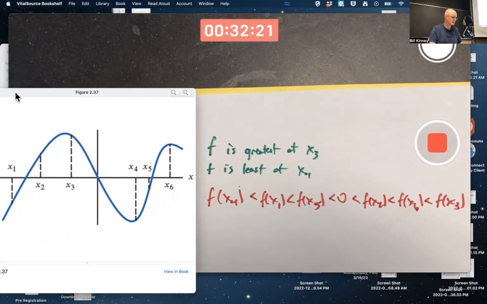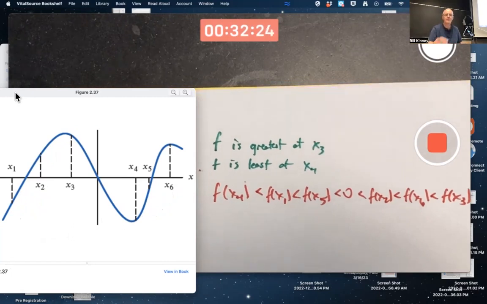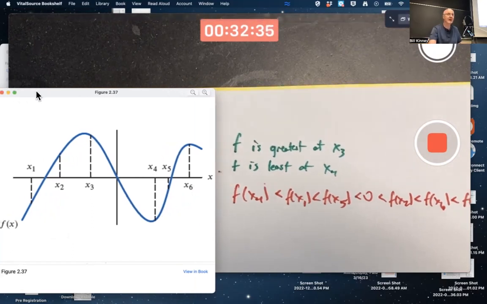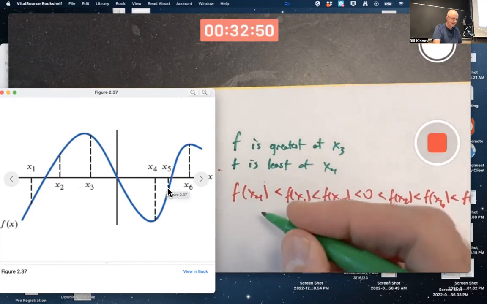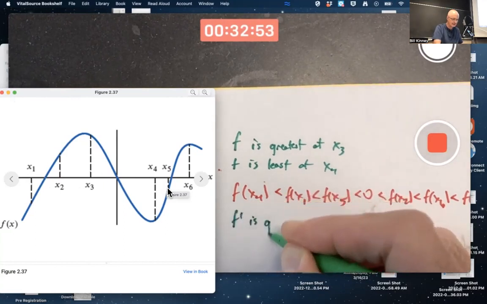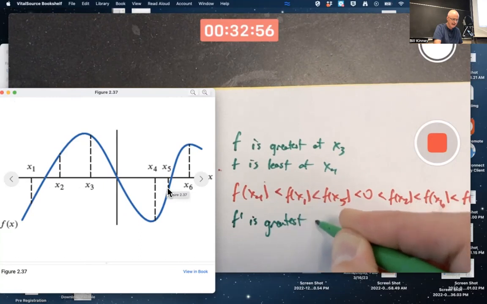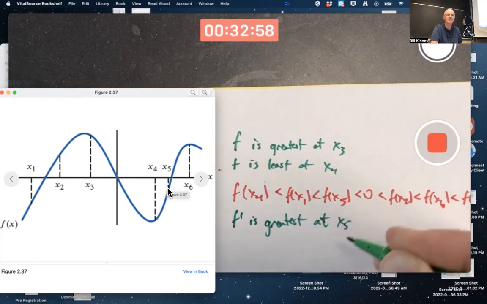Let's do the same thing with the derivative. Based on this graph being the graph of f itself, where can you say the derivative is greatest and least? The derivative is greatest where the slope is steepest in the positive direction of the slope. It's got to be a positive slope. Looks like it's probably x5, right? Steepest there. So you'd say f prime is greatest at x5. It's steep there with a positive slope.